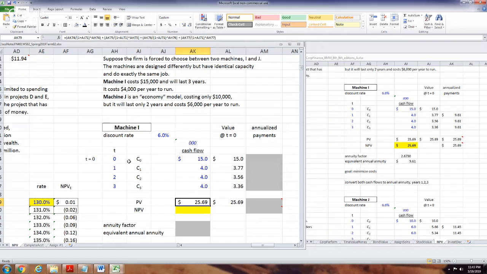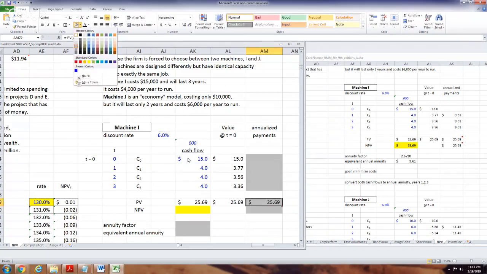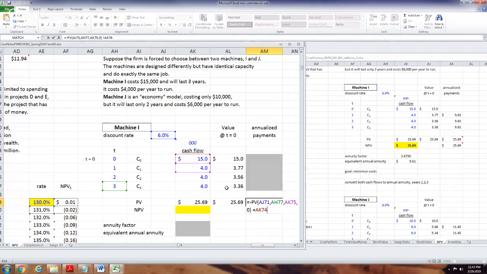Another way to look at this is equals negative PV. This is the Excel function rate. Well, the 15 is what it is. You're going to have 3 years. We're going to use the payments, 4 for payments, and 0 future value. And then we'll just add that 15, and that should be the same as it is. Okay, that's using the functionality of Excel to do this.